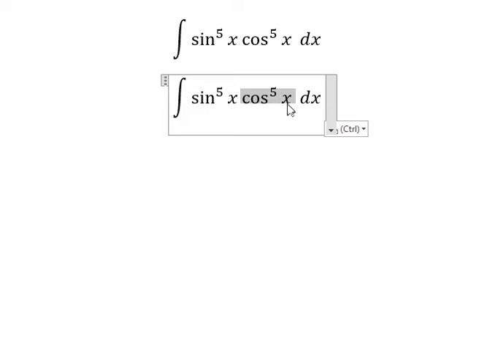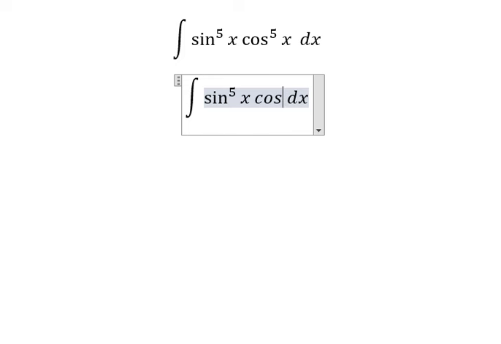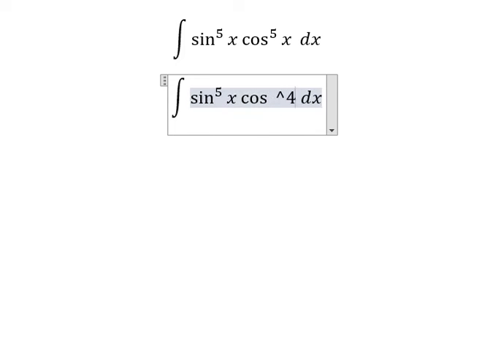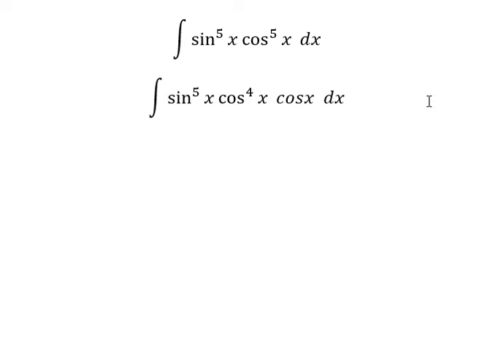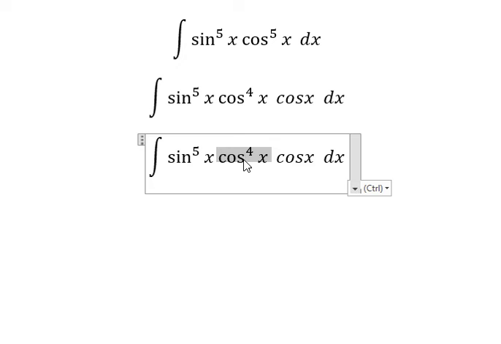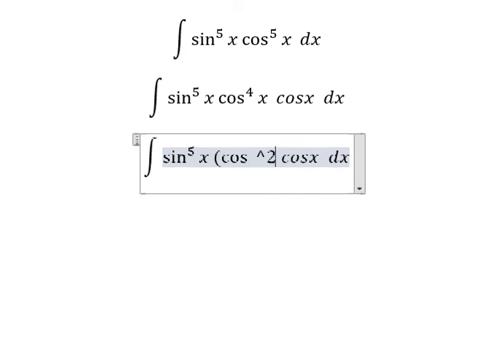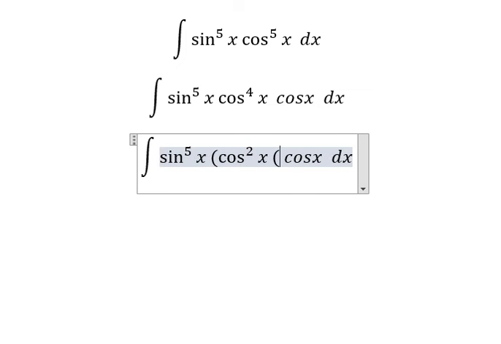About cosine x to the power of 5, we can put it into cosine x to the power of 4 multiplied by cosine x. Next, this one we can write into cosine x squared to the power of 2.